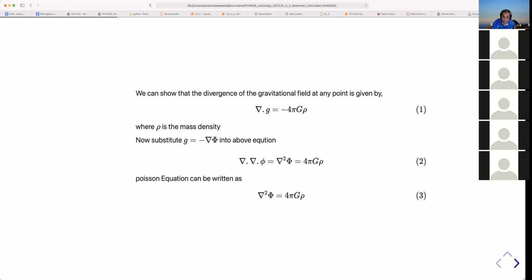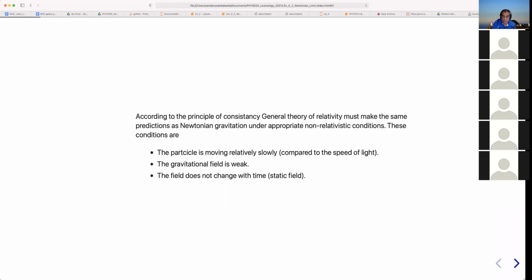Now, once again, the conditions are these three conditions. The particle is moving relatively slowly, and the gravitational field is weaker. The field does not change with time, right? So those are the three conditions that we are going to use.